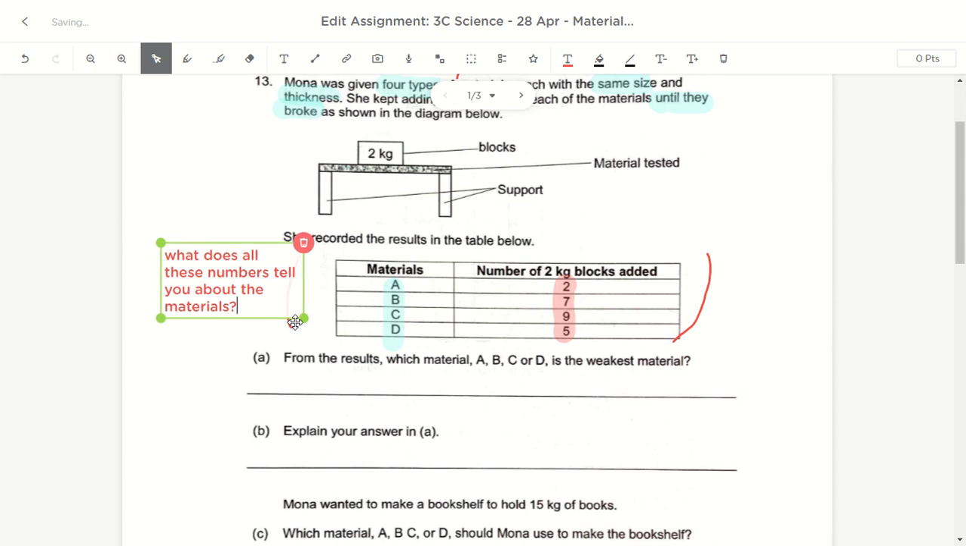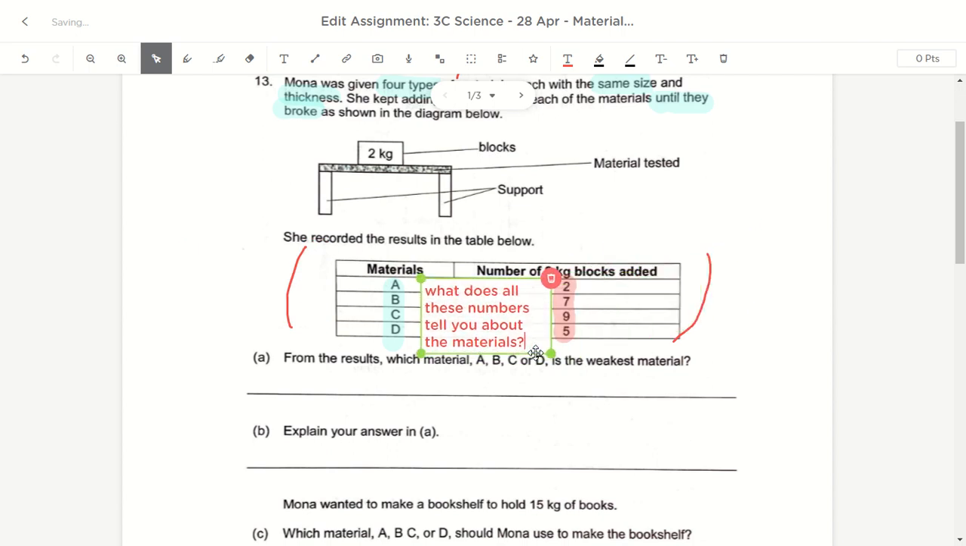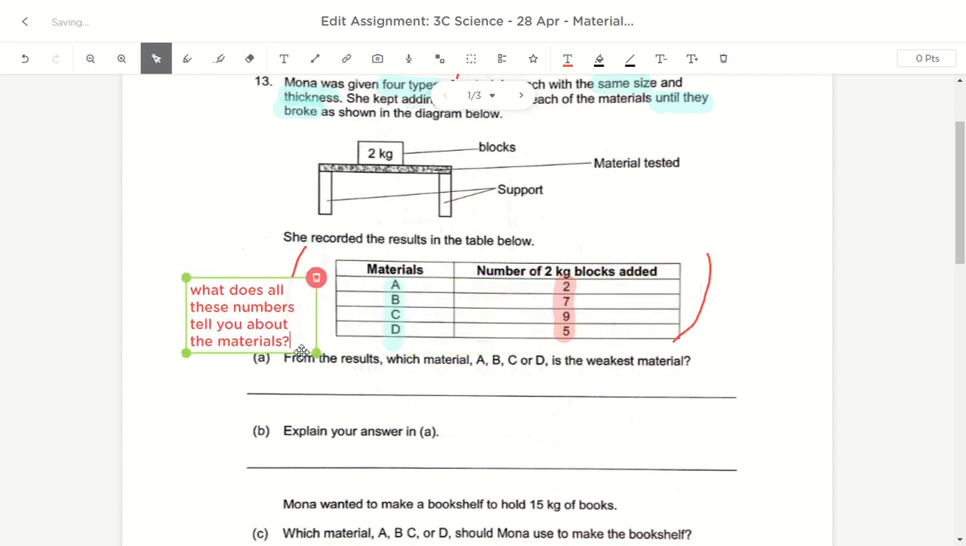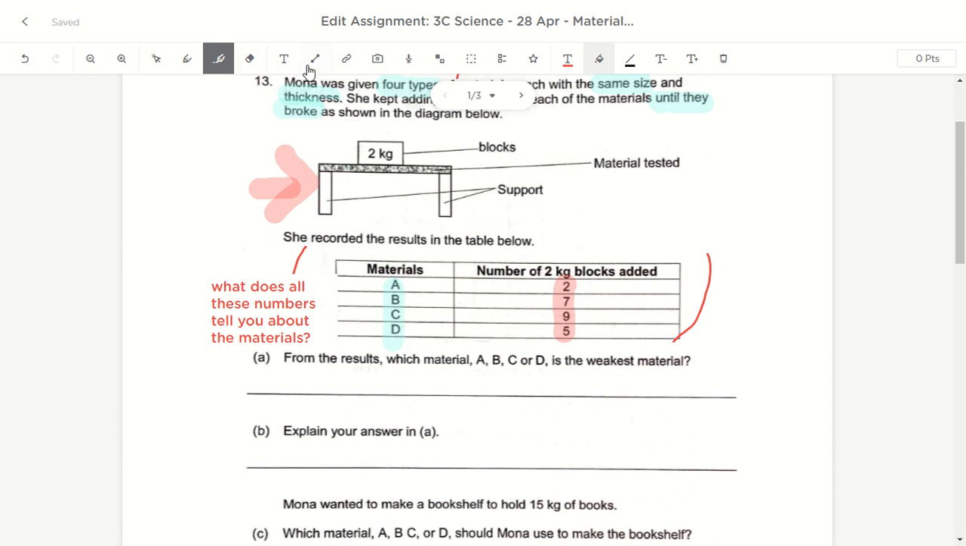What do all these numbers tell you about the material? And on top of that, looking at how the experiment is being done, what do you think this experiment is about? What property is this experiment testing on?